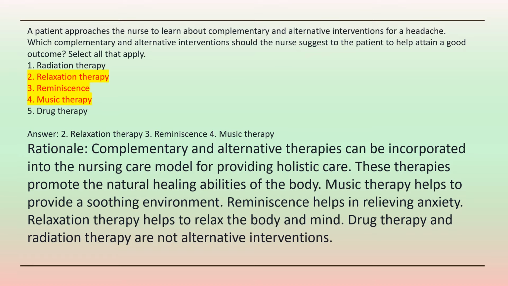Answer. 2. Relaxation therapy. 3. Reminiscence. 4. Music therapy. Rationale. Complementary and alternative therapies can be incorporated into the nursing care model for providing holistic care. These therapies promote the natural healing abilities of the body. Music therapy helps to provide a soothing environment. Reminiscence helps in relieving anxiety. Relaxation therapy helps to relax the body and mind. Drug therapy and radiation therapy are not alternative interventions.